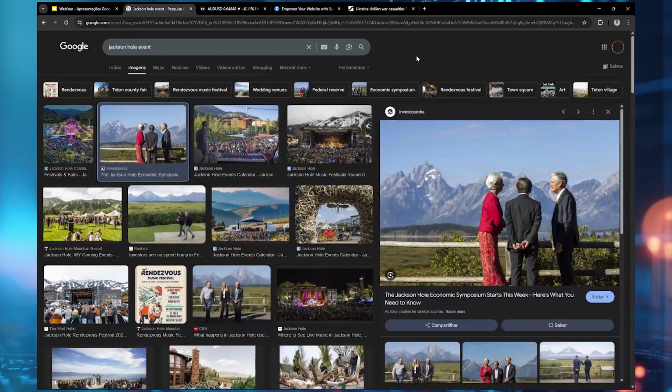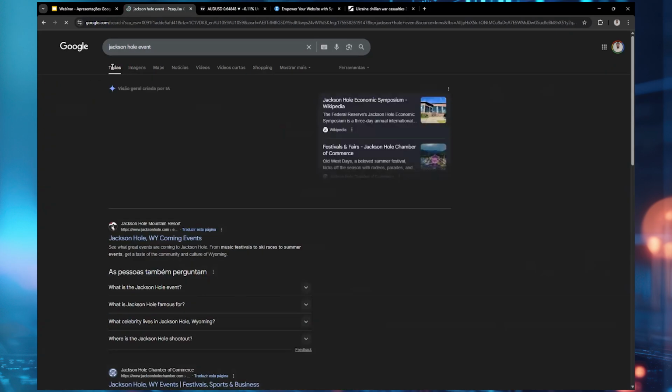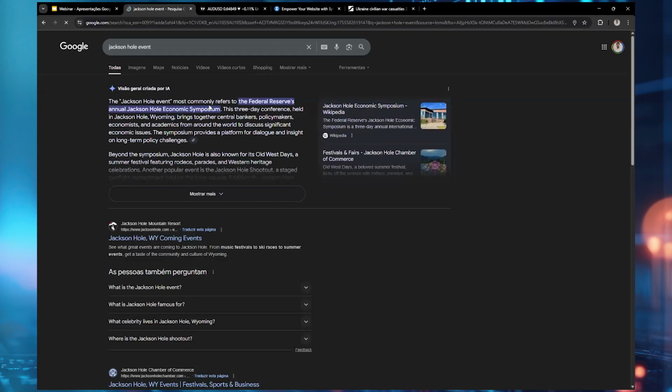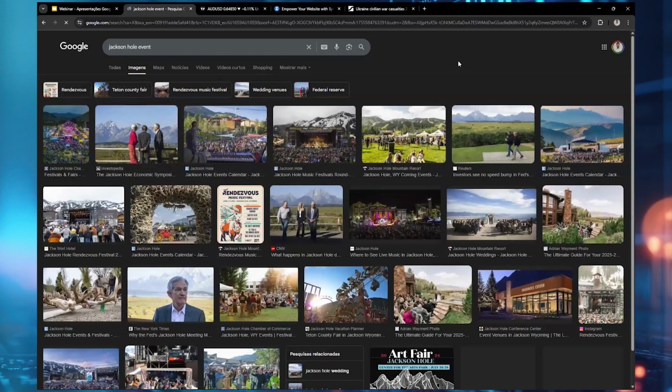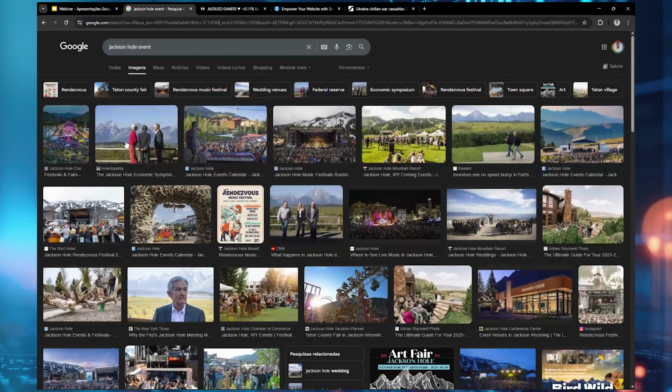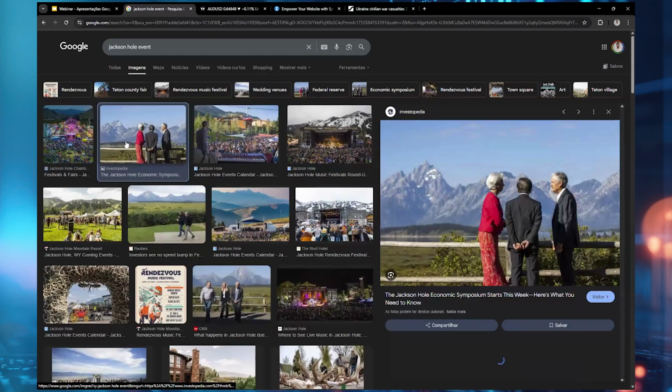Anyways, it's an annual, very high-level central bank conference, okay? And it's held in Jackson Hole. Where is it again? Let me double check. I can't remember exactly where it is, but it's in the USA. So they have the Jackson Hole Economic Symposium there.